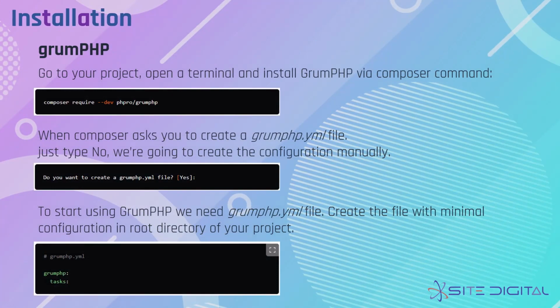To install GrumPHP, you need to open your project in your preferred terminal or command line interface. Run the following composer command to install GrumPHP and its dependencies in your project. During the installation, Composer may ask if you want to create a grumphp.yml file. Type no, because we will create the configuration manually. Now, in the root of your project, create a grumphp.yml file and insert these 2 lines in the file, grumphp and tasks.